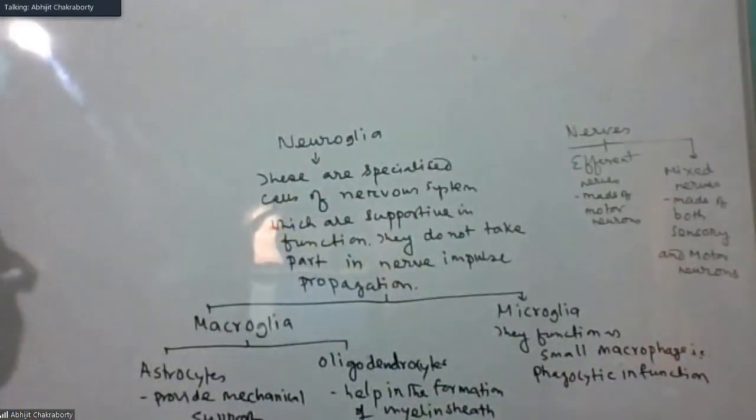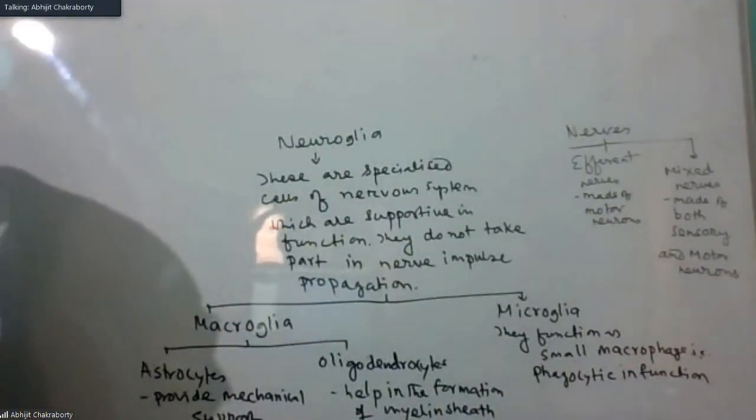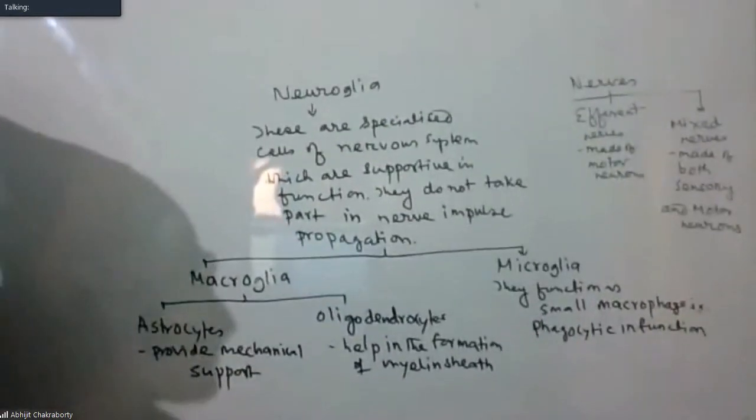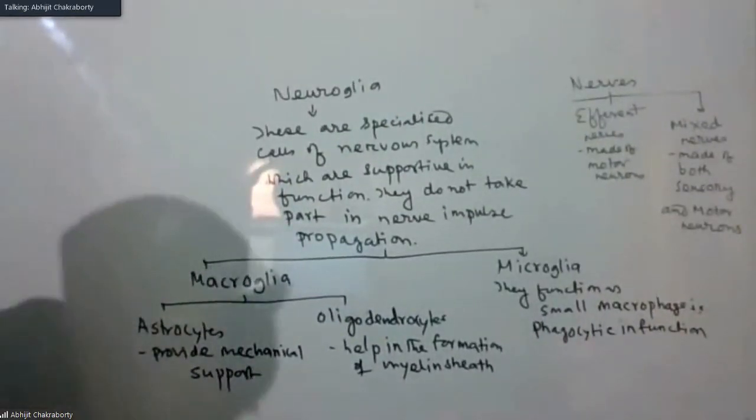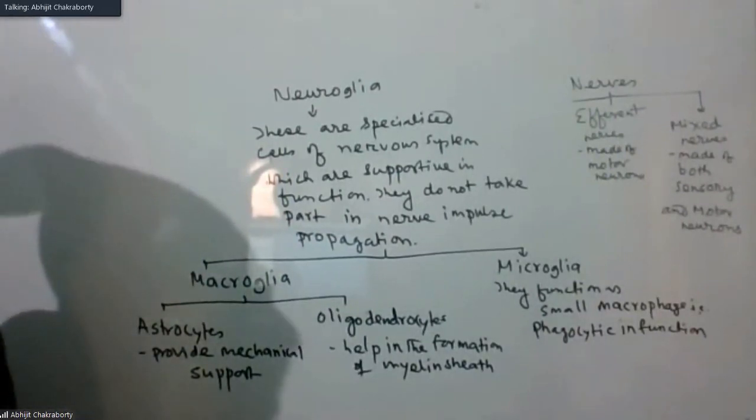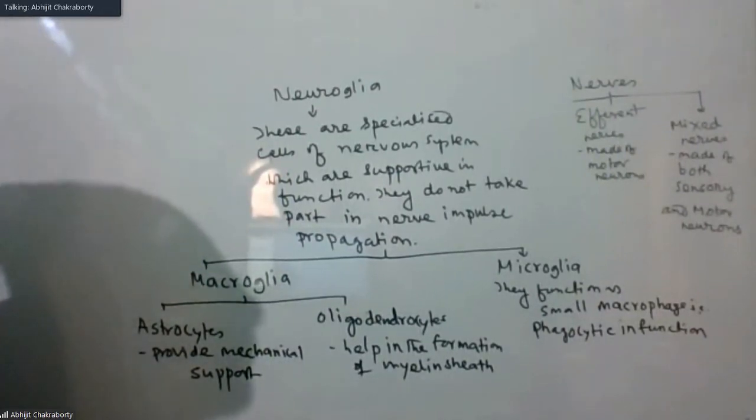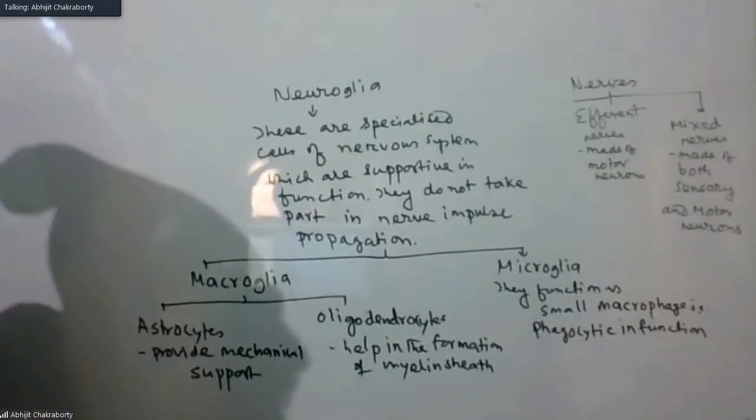So this is in short about the neuroglia. Neuroglia are actually specialized cells found in the nervous system. They are not taking part in nerve impulse propagation. They are supportive in function. And whenever a nerve cell dies, its place is occupied by the neuroglia.